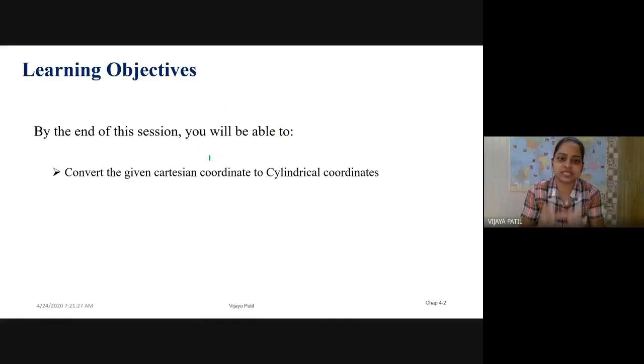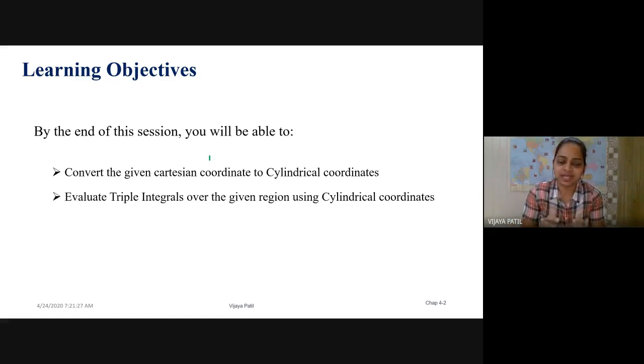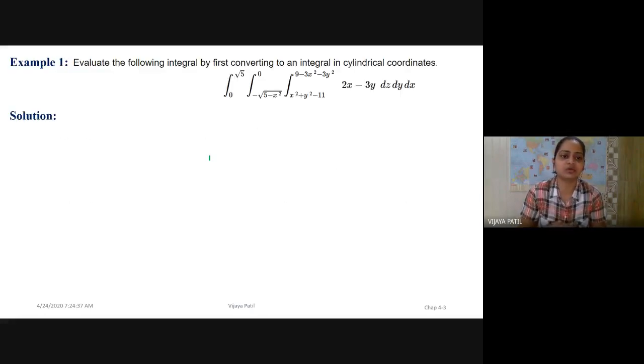At the end of this session, you'll be able to convert a given Cartesian coordinate system to the cylindrical coordinate system. That means if the integral is given in terms of Cartesian coordinates, with upper and lower limits, you can convert that into cylindrical polar coordinates. You will also be able to evaluate triple integrals over a given region using cylindrical coordinates.